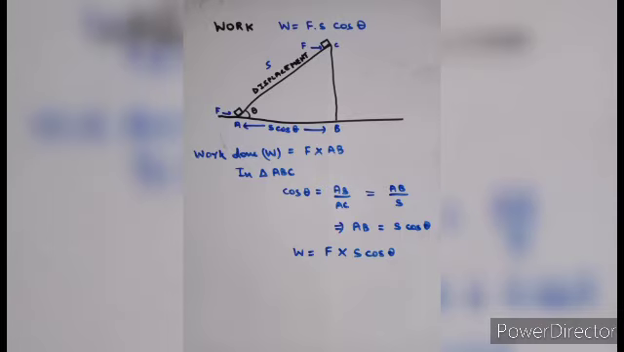Work is said to be done only when the force applied on a body makes the body move. That is, there should be displacement. So how can you measure work? The amount of work done by a force is equal to the product of the force and the displacement of the point of application of the force, which means W = F × S.